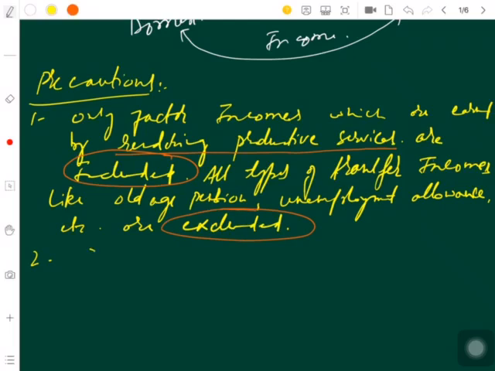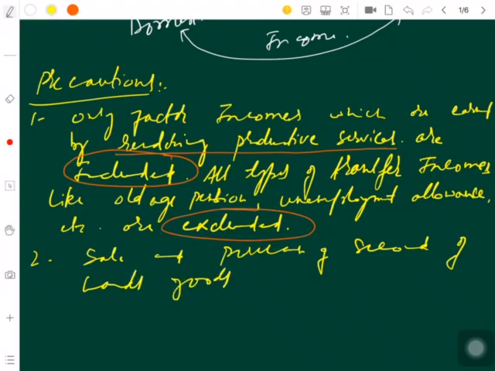Second, the second precaution we have to take is the sale and purchase of second hand goods. It is from the very first part itself. Sale and purchase of second hand goods is not included because these goods have already been calculated in the previous productive systems or productive cycles. So sale and purchase of second hand goods are excluded.